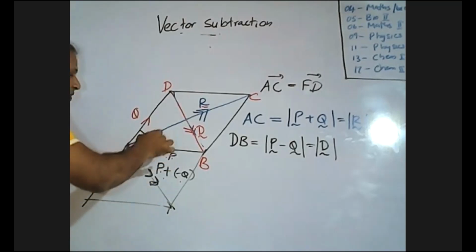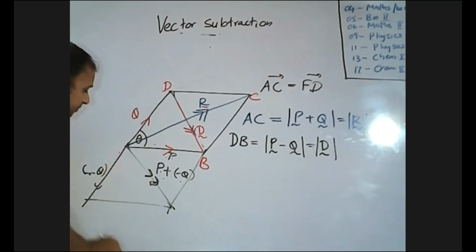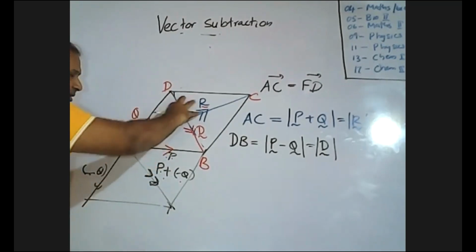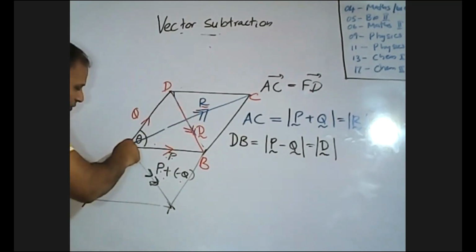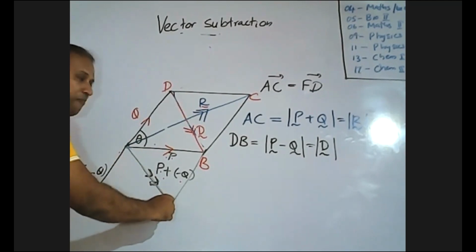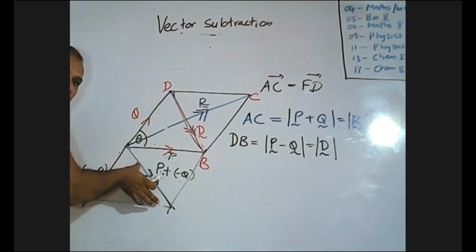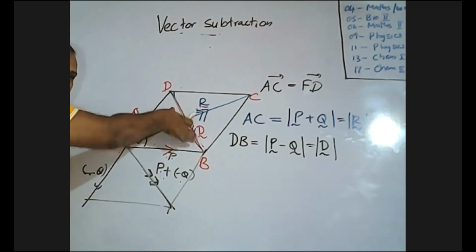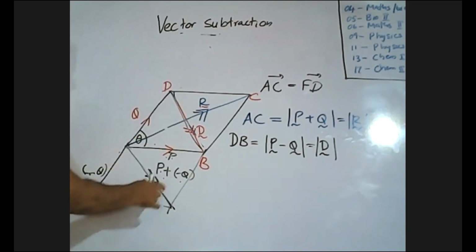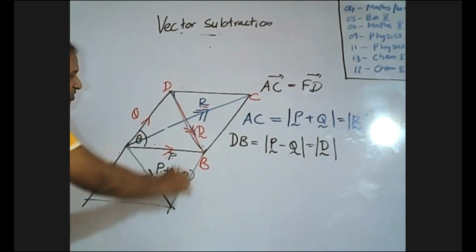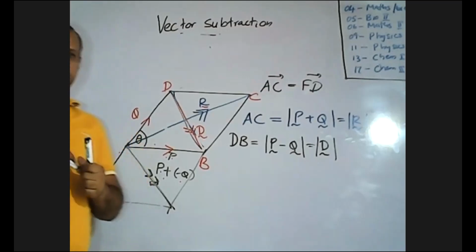After that, we constructed the other parallelogram and showed that this parallelogram and this parallelogram are equal in size. Therefore, this diagonal should be parallel to this one. Therefore, this vector should be equal to the vector represented by DB. Therefore, P minus Q is represented by the DB diagonal. Okay.